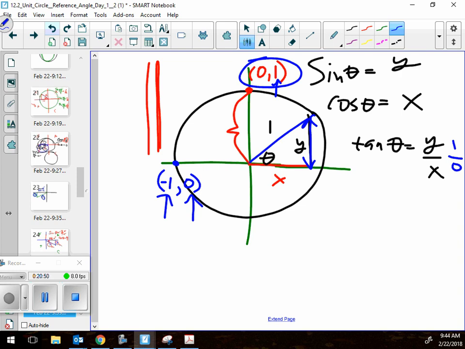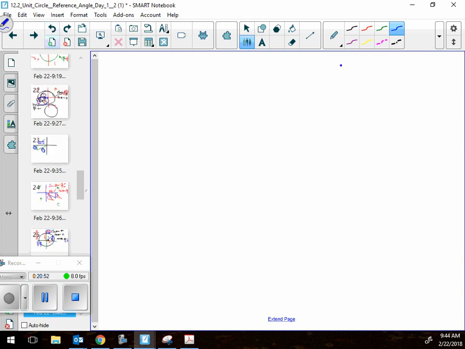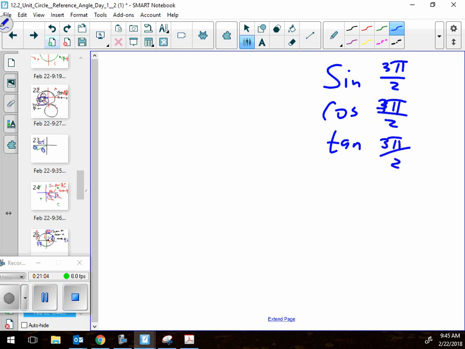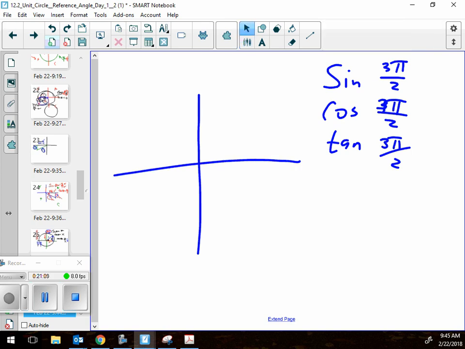All right. So to see if you really understood that, would you please figure out the sine, the cosine, and the tangent of 3 pi over 2? That's another one of those spots where you cannot draw a triangle. Sine, cosine, and tangent of 3 pi over 2. We're having a class in here, you guys. Keep moseying along.